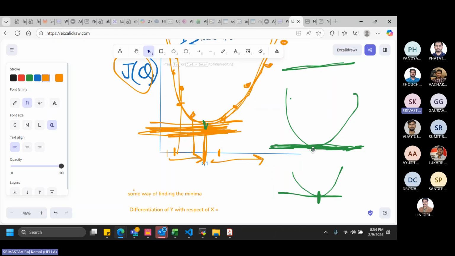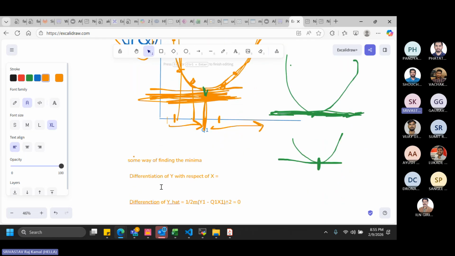So somehow we want to find this thing. Now we thought how we can do that. So we see at this point the minima lies where the tangent is 0. Tangent is nothing but the slope is 0. So here the slope is 0. So how can you find the slope? You can find the slope with the help of taking the differentiation. Differentiation always gives a tangent at the local minima.